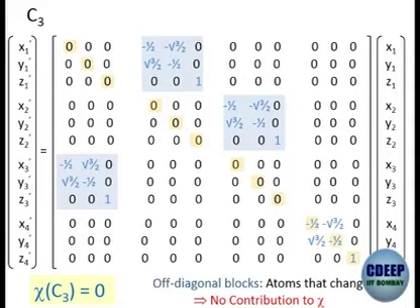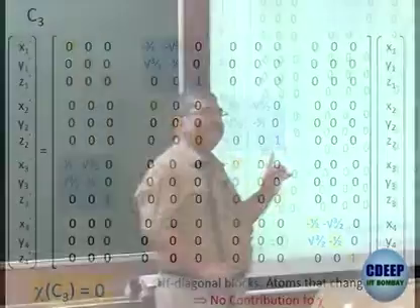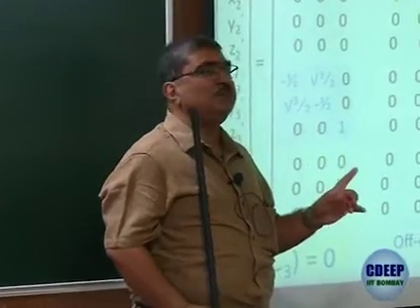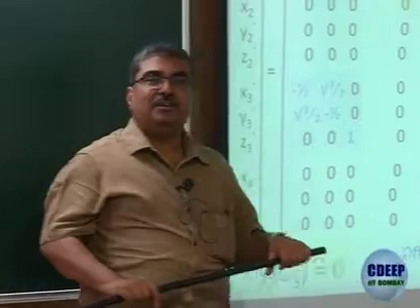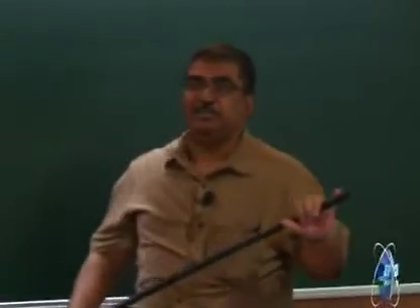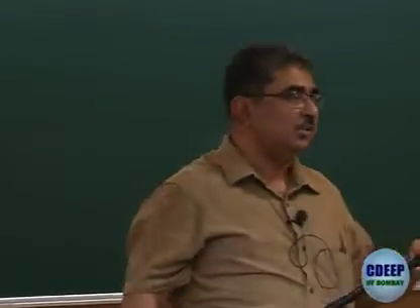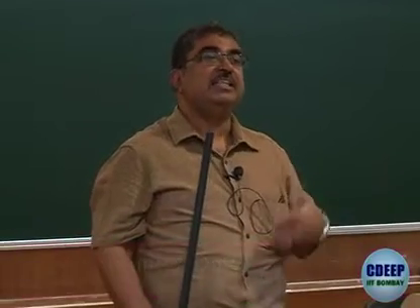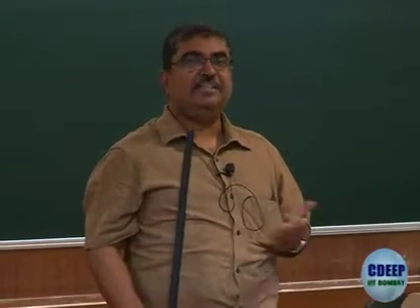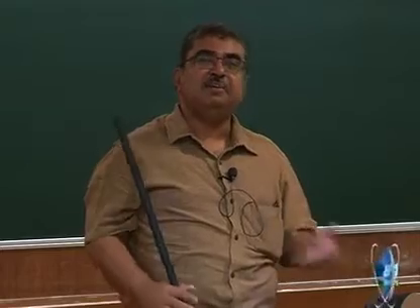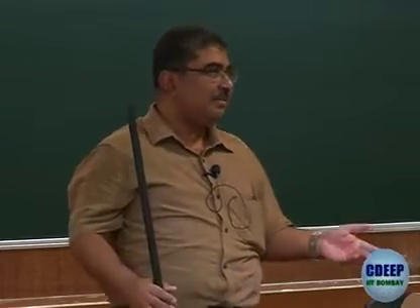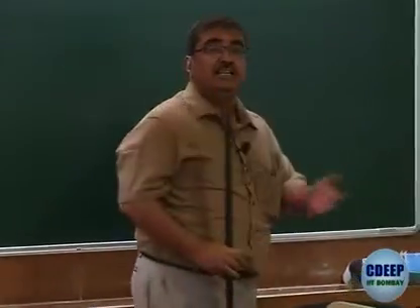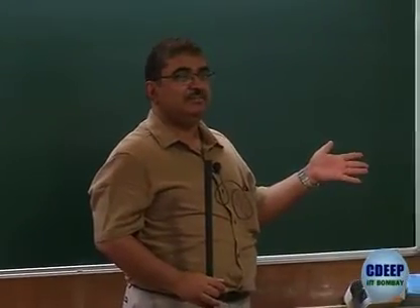The important lesson that we have learned is that the non-zero off diagonal blocks are for atoms that change places, and they do not contribute to chi. If you remember the old English proverb, a rolling stone gathers no moss. If atoms move from their own position as a result of a symmetry operation, then they do not contribute to the character. This is something that we will use now, and things will become very, very simple. Let us go to the next symmetry operation. Before that, is there any question at this stage? Let us move.